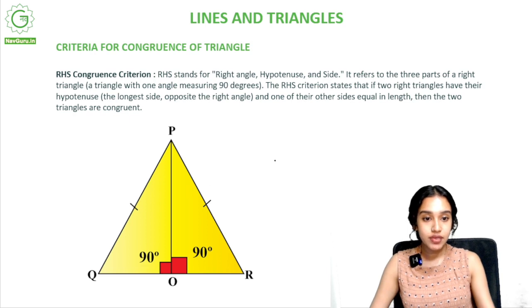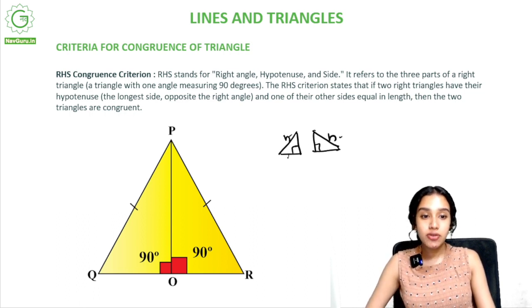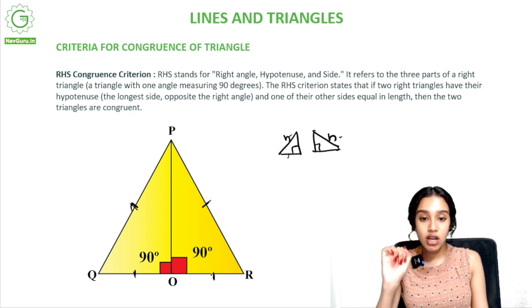If we are saying we have two triangles here, right? We have two triangles here. And the hypotenuse is the longest side which is opposite to the 90 degree. If the hypotenuses of these two triangles are equal and one of the sides is equal, right? If we are saying these two sides are equal and this side is also equal, then it is actually a congruent triangle.